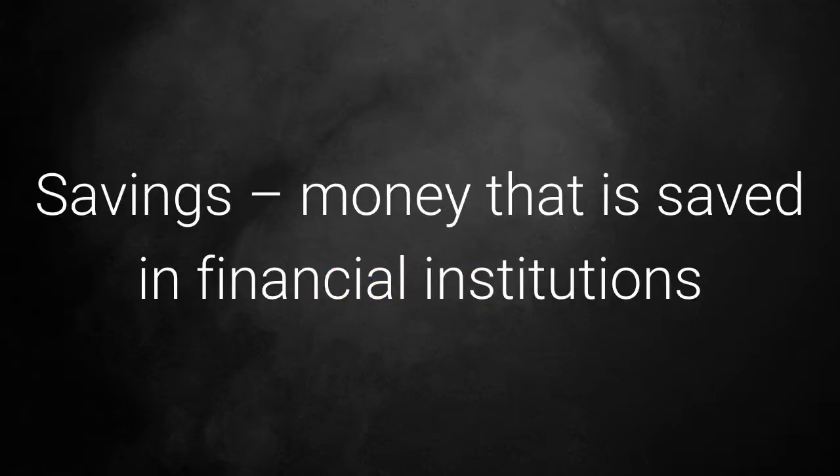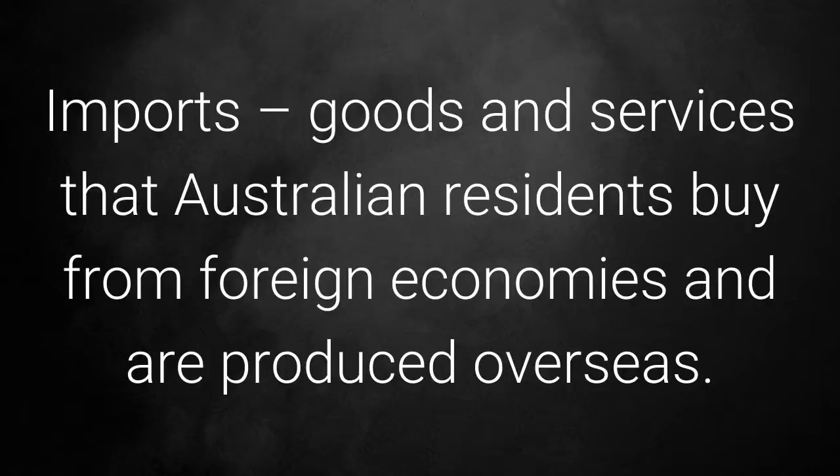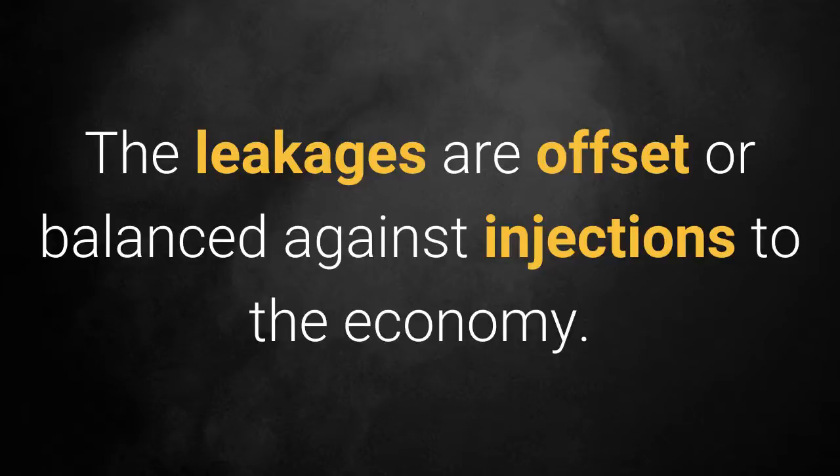Savings is money that is saved in a financial institution. Taxes, money paid to government, for example as income tax or GST. And imports, goods and services that Australian residents buy from foreign economies and are produced overseas, are all leakages.